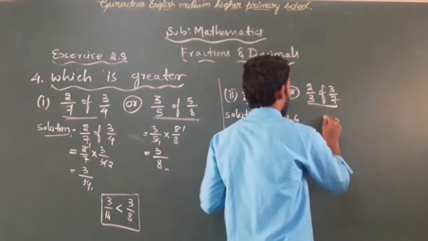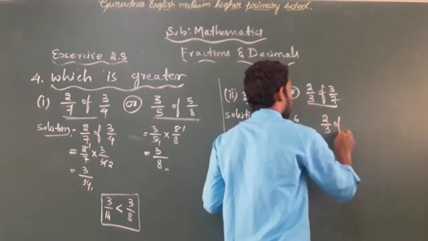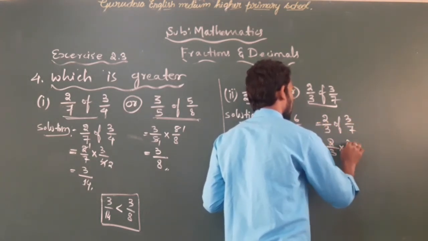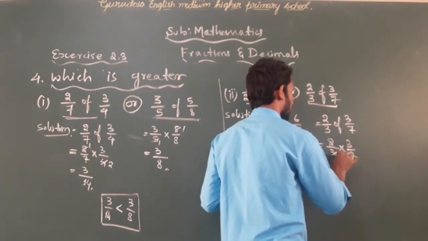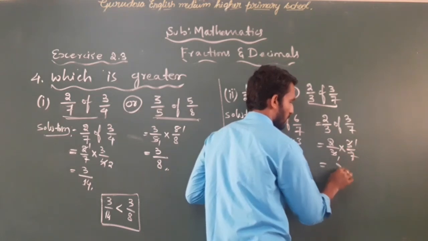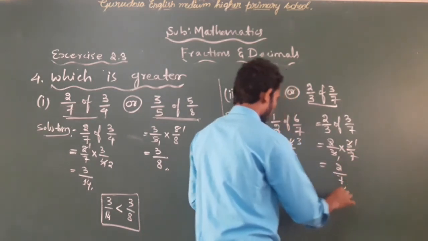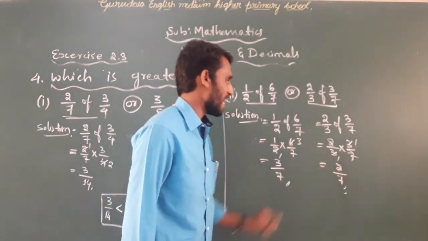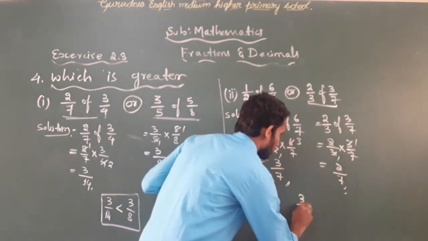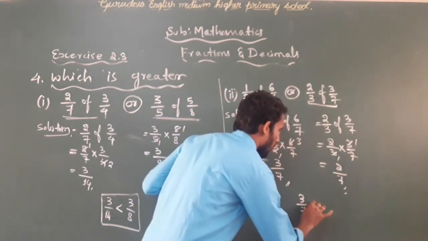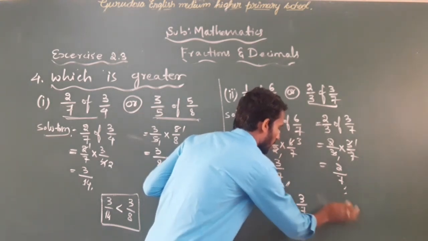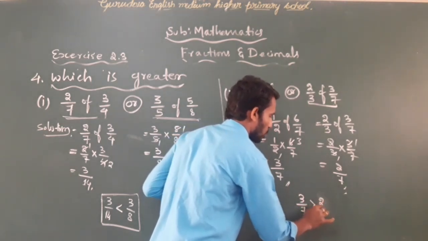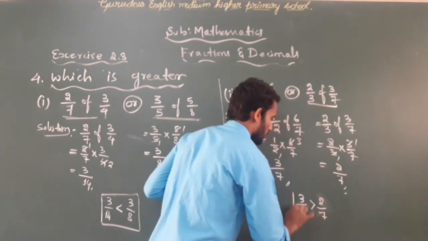Now the second part. 2 by 3 of 3 by 7. See, 'of' represents multiplication here: 2 by 3 into 3 by 7. The 3s cancel here. 2 into 1 is 2, 7 into 1 is 7. Therefore we got 2 by 7 as the answer. When we compare 3 by 7 and 2 by 7, here 3 by 7 is greater than 2 by 7. Okay, this is the solution.